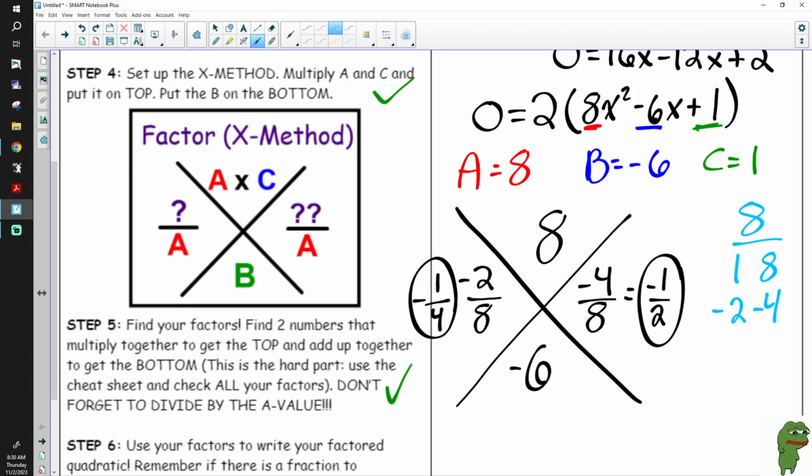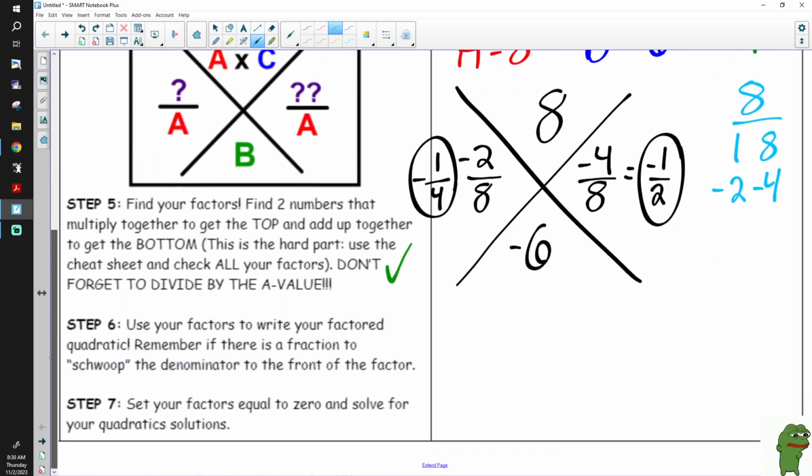So we have set it equal to 0. We have pulled out a greatest common factor. We have identified A, B, and C. We set up the X method. We found our factors on the left and right side. And now we are going to write our factored form. Okay, so this is how we write our first part of our answer. Watch closely.